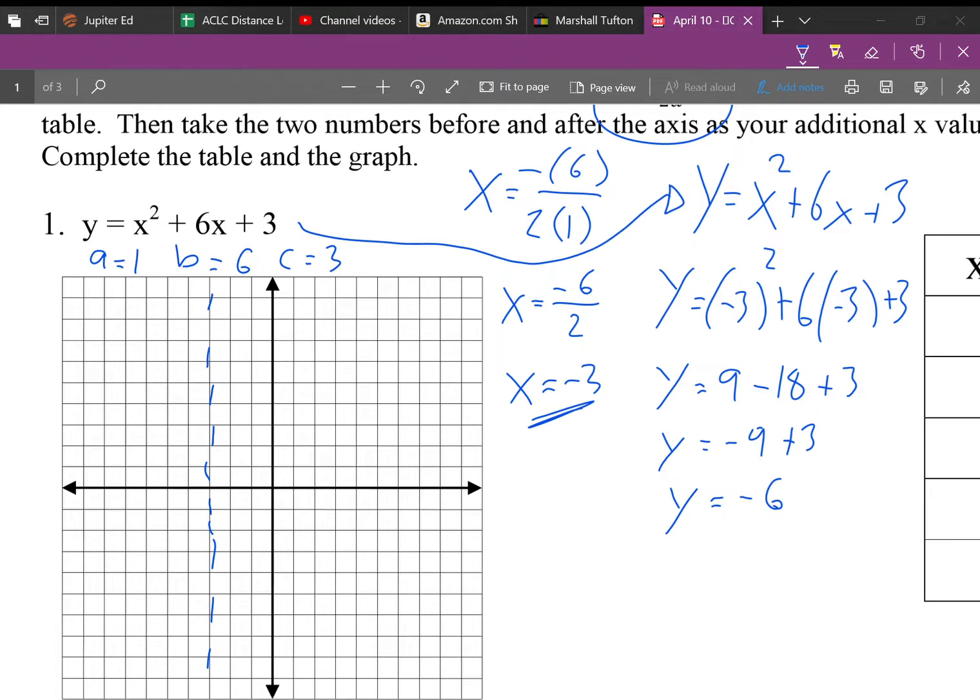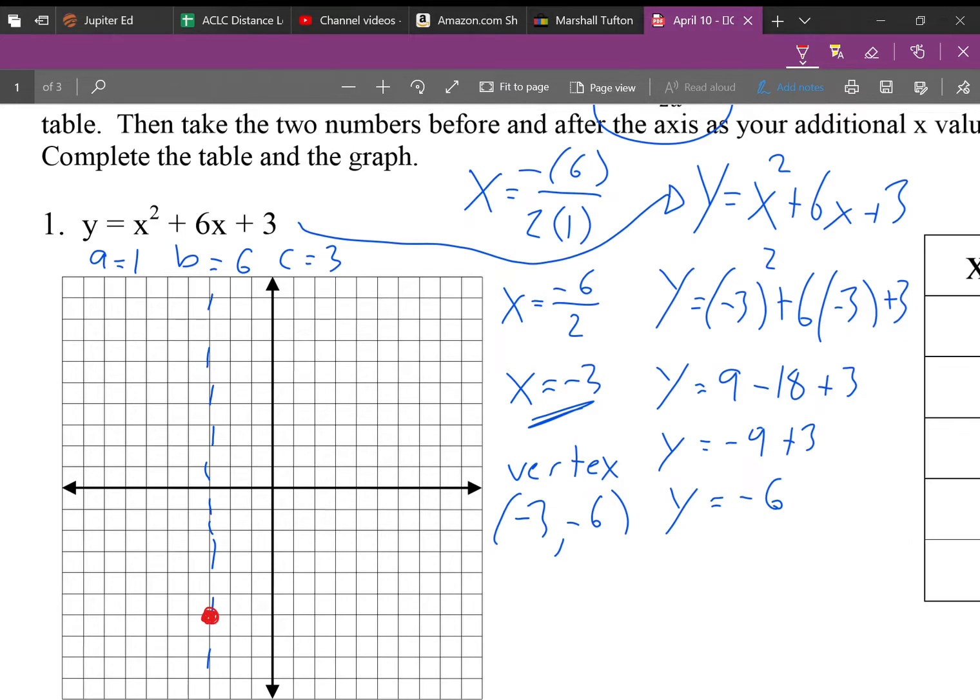And so what that tells me is my vertex is going to be the point negative 3, negative 6. A couple of you made this mistake where you plotted x and y as two separate numbers. This together makes one point. So let's go and graph that point. Negative 3, so 3 back, and then 6 down. 1, 2, 3, 4, 5, 6. Here's my vertex.